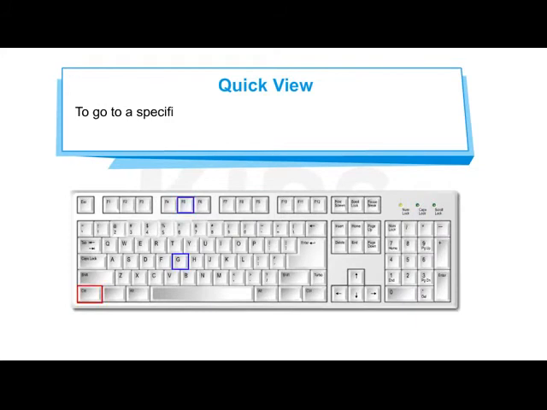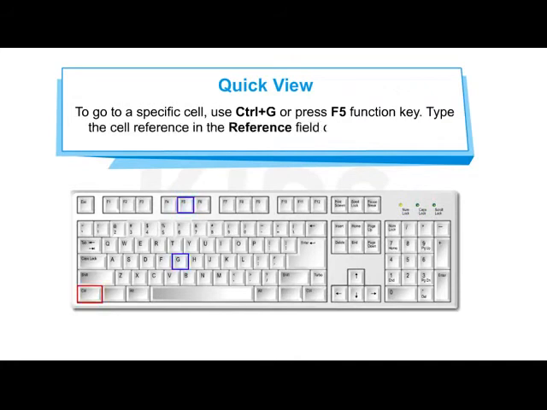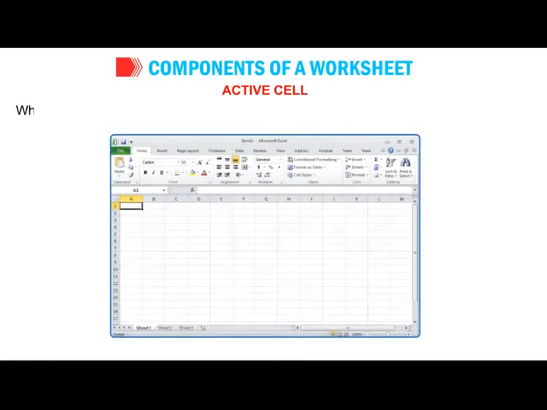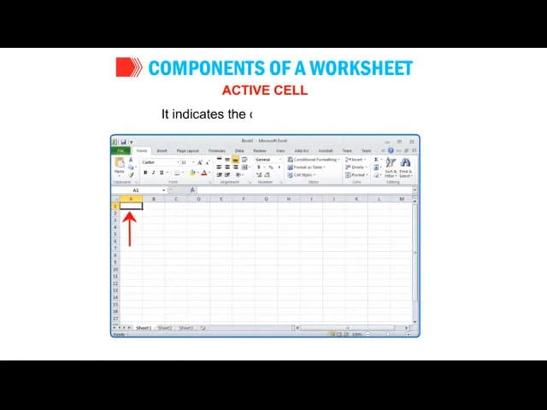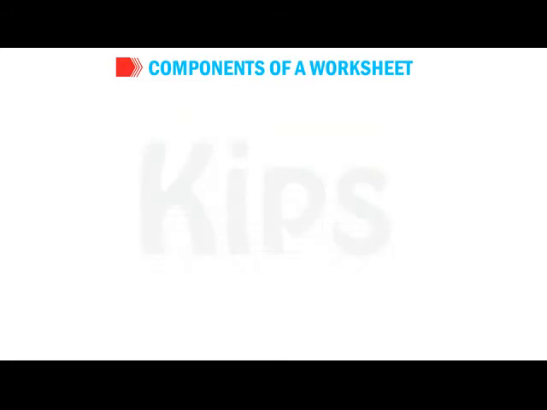Alright students, let us take a quick view. To go to a specific cell, use Ctrl+G or press F5 function key. Type the cell reference in the reference field to go to dialog box. Active cell. When you click on a cell, a thick black border differentiates it from the rest of the cells. It indicates that the current cell is active. This highlighted box is called cell pointer. Data can be entered only in a cell where the pointer is placed.